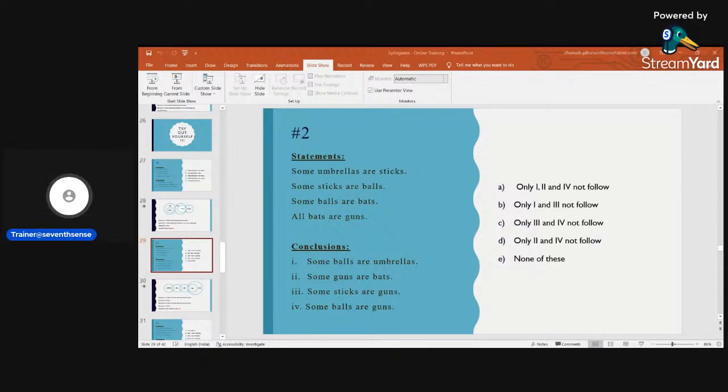Some cards are notebooks, and some notebooks are dictionaries, and some dictionaries are files, and all files are employers. So these are your statements, and let's go with the conclusions. Some envelopes are notebooks, and some files are notebooks, and some cards are dictionaries, and no dictionary is an envelope. So just draw a Venn diagram, check with the conclusions, and tell me the answer.